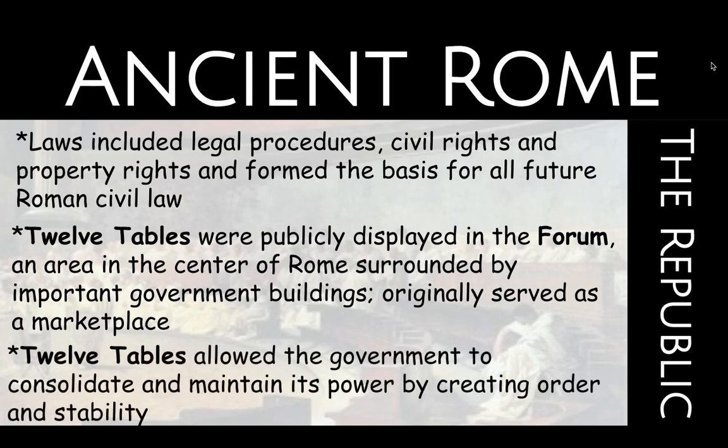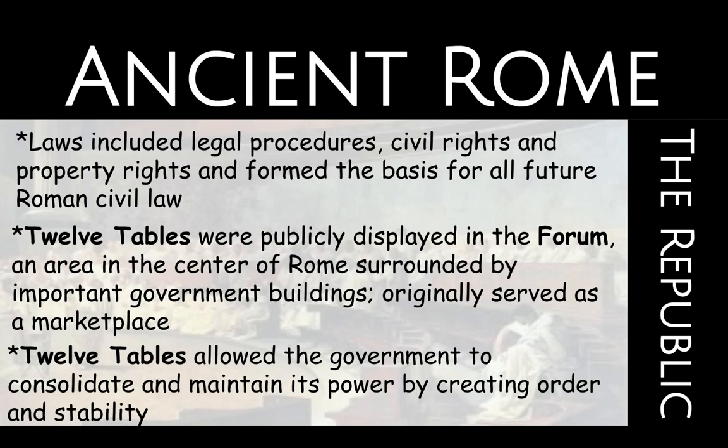And the 12 tables is what allowed the Roman government to consolidate its power. In other words, have it located in one place in Rome. And it allowed them to maintain their power by creating order and stability throughout the Republic. The 12 tables applied to everyone within the Republic.